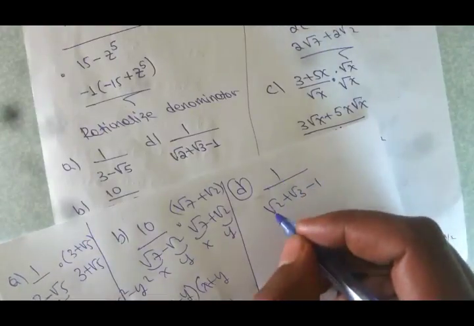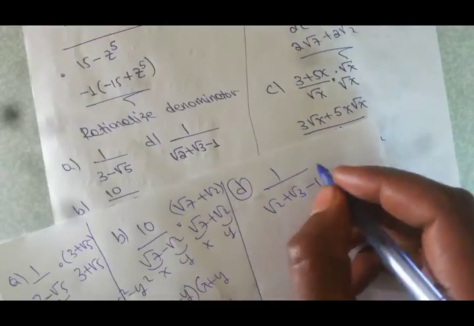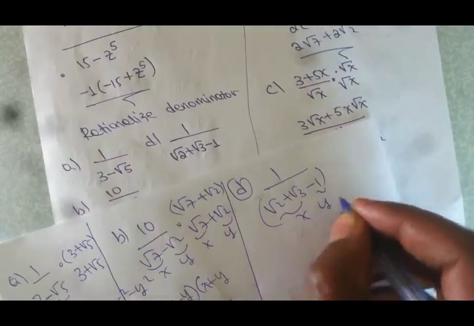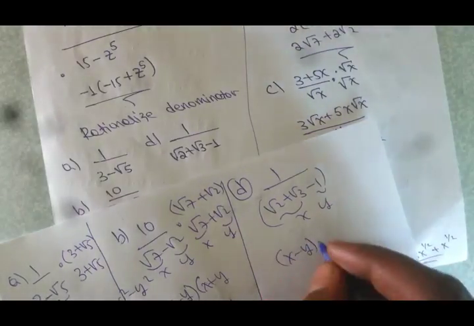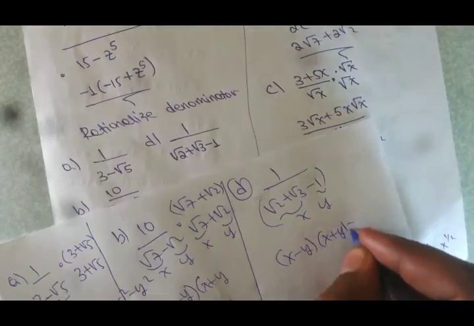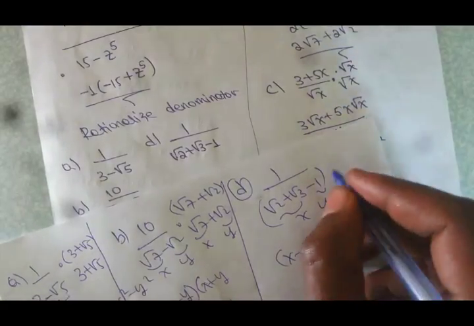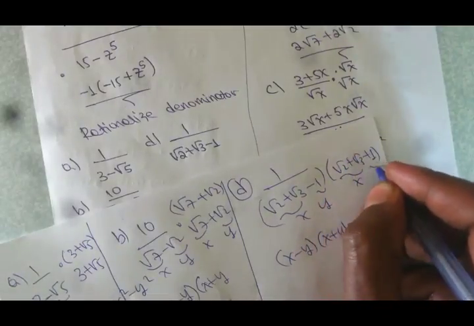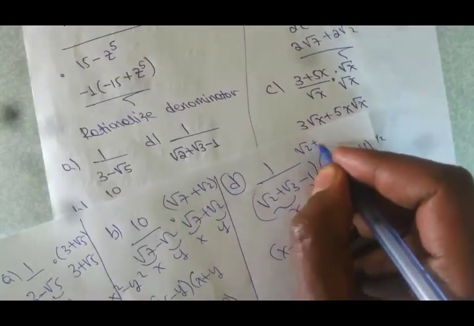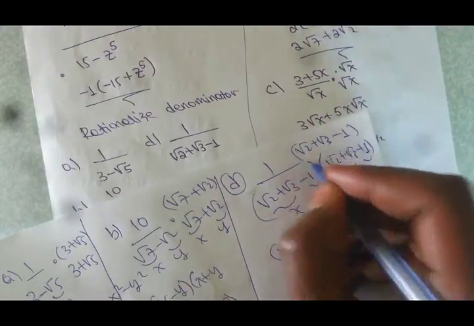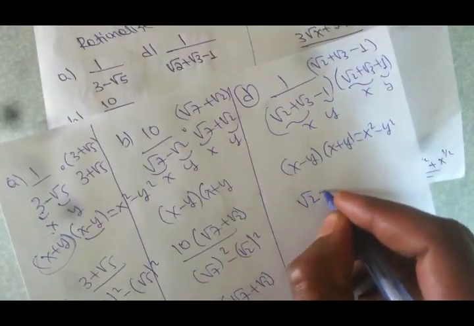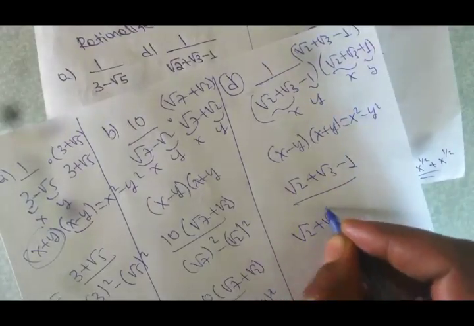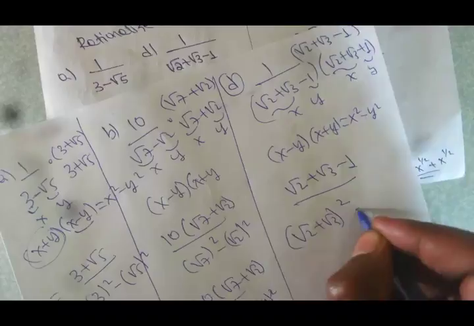And d is given as 1 over square root of 2 plus square root of 3 minus 1. We know that, let's consider this as x, this as y. We know that x minus y, we have to multiply by x plus y in order to get x square minus y square. So we have to multiply by square root of 2 plus square root of 3 plus 1. This is x, this is y. Therefore, square root of 2 plus square root of 3 minus 1 over square root of 2 plus square root of 3, the whole square, minus 1.